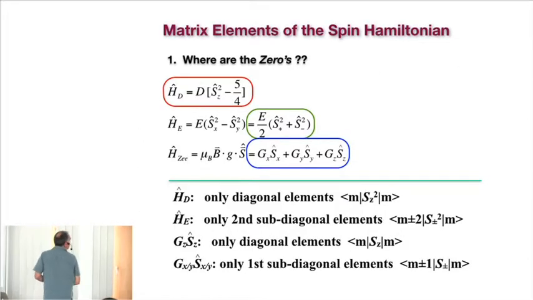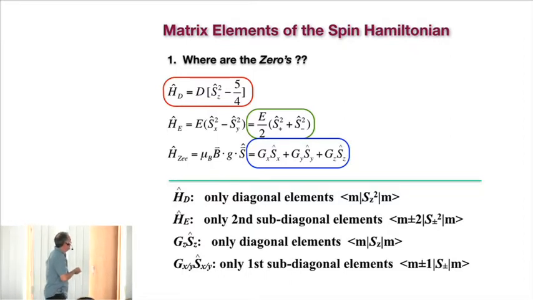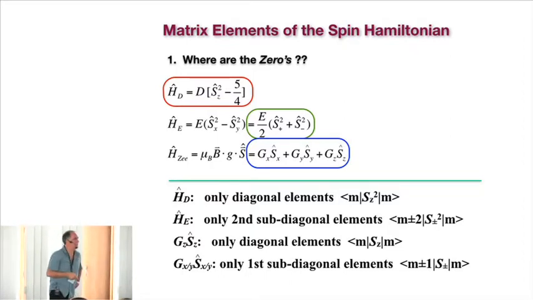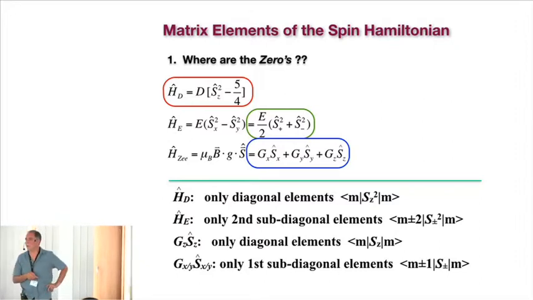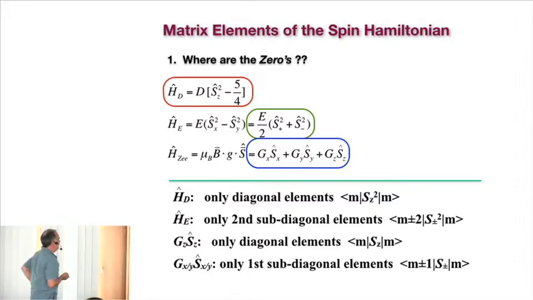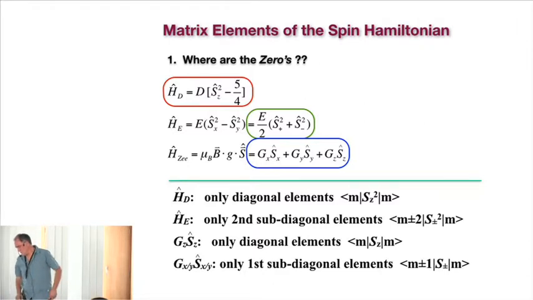When we go now to the Zeeman interaction, the SZ term is again easy, because the SZ operator always yields the same M function, so that will be only diagonal elements. And the SX and the SY operators, because we can rewrite them with S plus and S minus operators, will contribute only elements which are off by 1. So the first subdiagonal. So this Hamilton matrix, when it is a big spin, is pretty empty. It has only a band of elements around the diagonal.